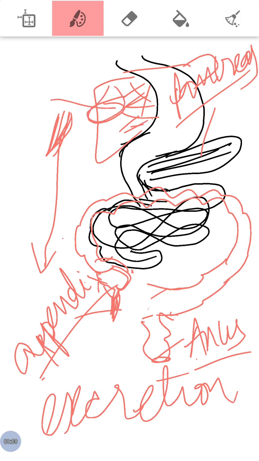This is the gall bladder. You can even use different colors to highlight different parts. Okay, that is how you have to draw this diagram.